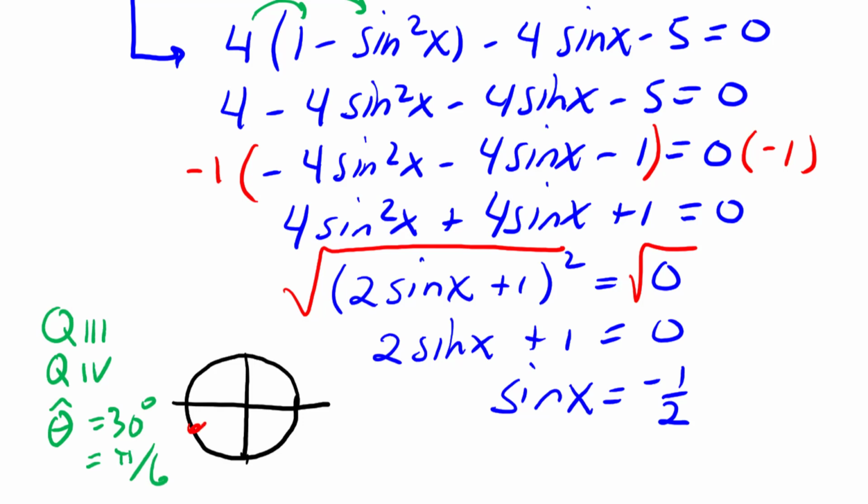In quadrants 3 and 4, that's 7 pi over 6, and 11 pi over 6. Those are our solutions. 7 pi over 6, comma, 11 pi over 6.